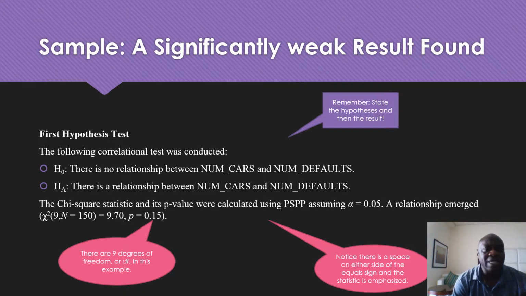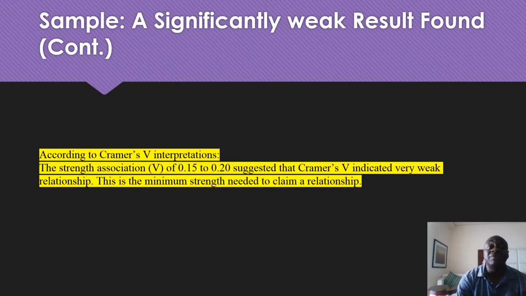You can see the x squared, bracket open 9, comma, n equals 150, we have a value of 9.70, p equals 0.15. With this, according to Cramer's V interpretations, which is at the bottom of this slide, the strength association of 0.15 to 0.20 suggested that Cramer's V indicated a very weak relationship. This is the minimum strength needed to claim a relationship.